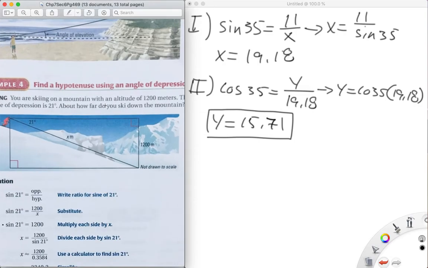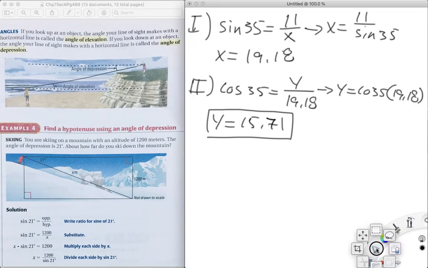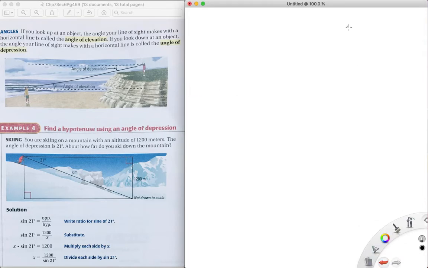Angle of elevation, angle of depression. So we talk about angle of elevation and depression. Suppose there's a dude on a plane looking down on a dude on the ground.